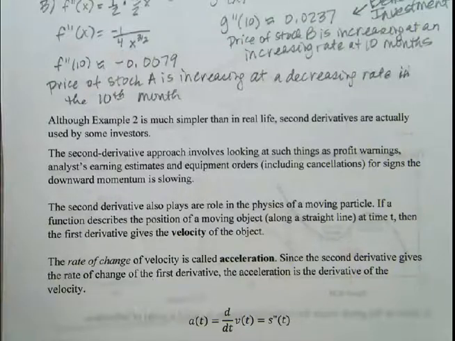The second derivative also plays a role in the physics of a moving object. If a function describes the position of a moving object along a straight line at time t, then the first derivative gives us the velocity. The rate of change of velocity is called acceleration. So our second derivative gives us our acceleration. So you need to know what those are. There's a little formula down here, but velocity is the first derivative. Acceleration is the second derivative. So on a test or in a word problem, if they're asking you for velocity, you need to do the first derivative. Acceleration, you do the second derivative.